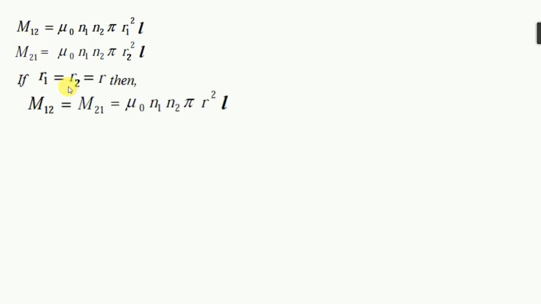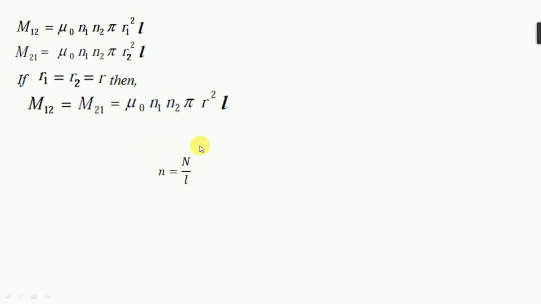Now if R1 and R2 are equal, that means the solenoids are of equal radius. At that time M12 and M21 will be equal, because as you have seen, there is only a change in R1 and R2. So if you are using coils of the same radius, the mutual inductance of coil number 1 with respect to 2 and the mutual inductance of coil number 2 with respect to 1 will be equal.